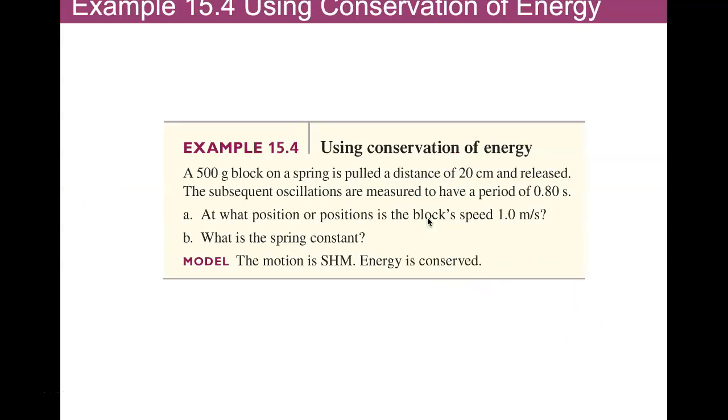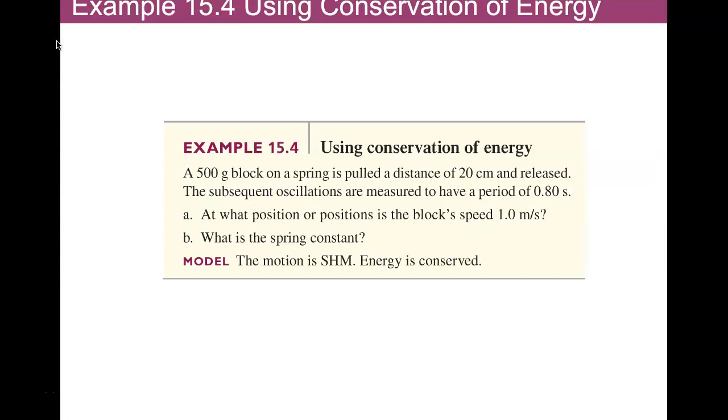Okay. So this is another example. So let's read through this together. So we have a 500 gram block on a spring, pulled a distance of 20 centimeters and released. And there are oscillations, and we measure the period. Okay. So the question is, at what position or positions is the block's speed 1 meter per second, and what is the spring constant? Okay, so I think this is a good place to stop.